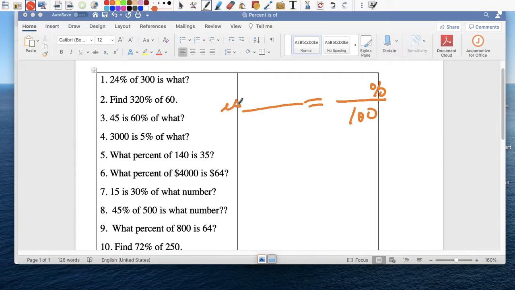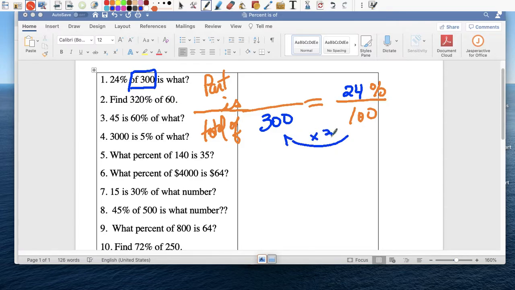And today we talk about is and of, right? And so don't forget that "is" also means part and "of" means total. So 24%. That's the easy one. I change colors over here. That goes over here. Now, of 300, where is that going to go? Down here. Is what? Es lo que queremos. That one is easy. Times 3. We get 72. Simple, simple.